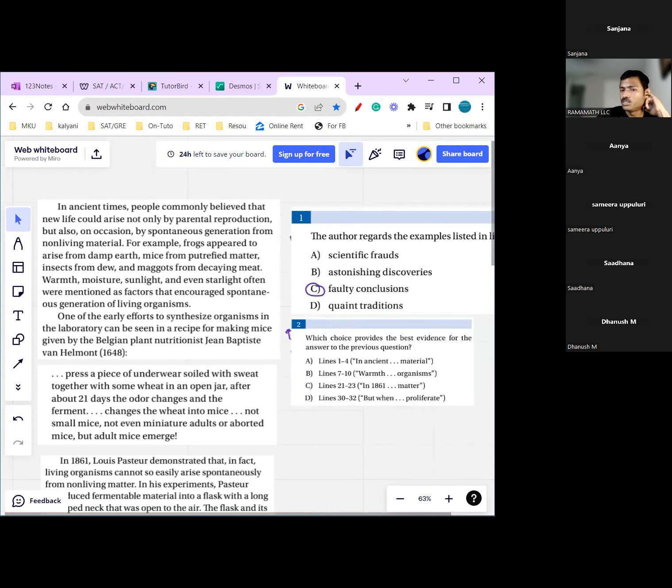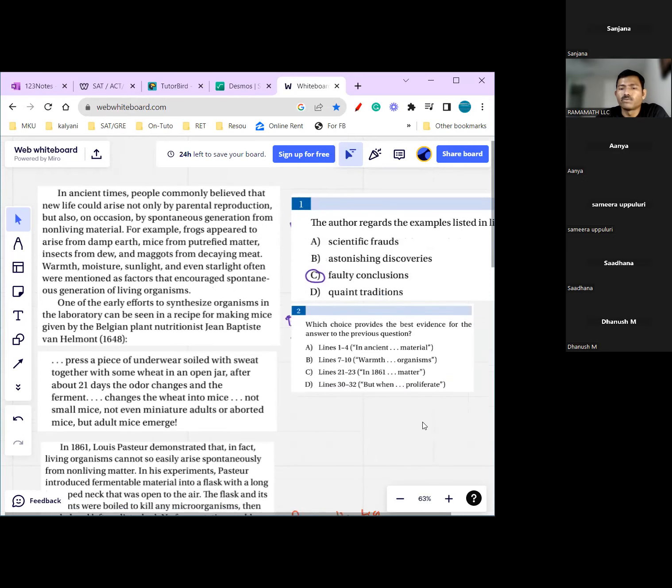question number 2. Which choice provides the evidence for the previous question? Again, guys, in reading passages, there are always 2 questions together. First, they give you some question, and then the second one will be, what is the evidence? Where do you get that from? So they always have these evidence questions. So this is another one. Which choice provides the evidence for the previous question? What do you guys think?